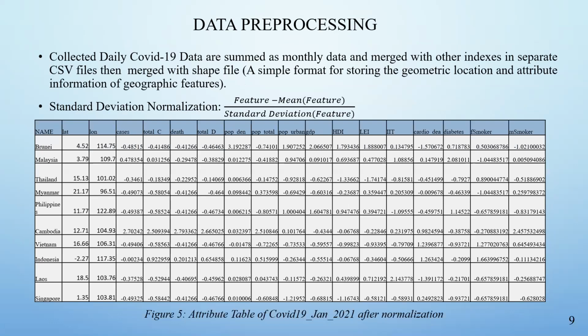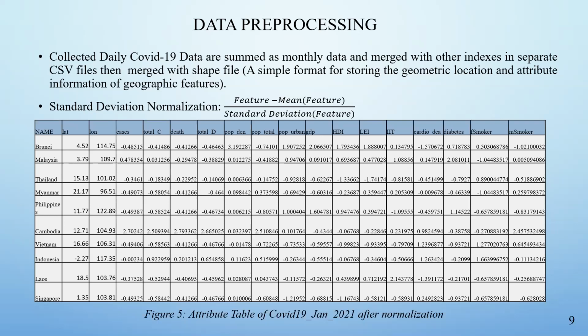For data pre-processing, the collected daily COVID-19 data are converted to monthly data and then matched with the other indexes from the several years, and then matched with the shapefile. Trust me, creating a shapefile for my proposed study was really, really hard for me because I had no clue about how to create it, and luckily I passed. Okay, and then I did the standard deviation normalization on my attribute data.